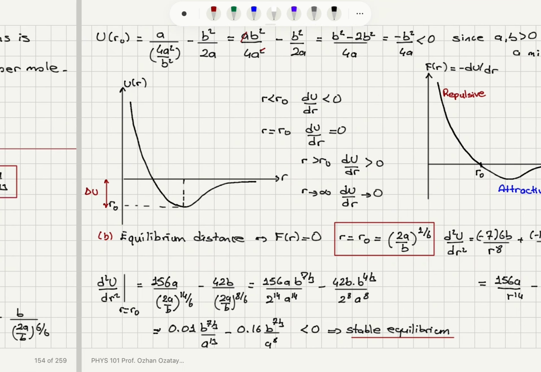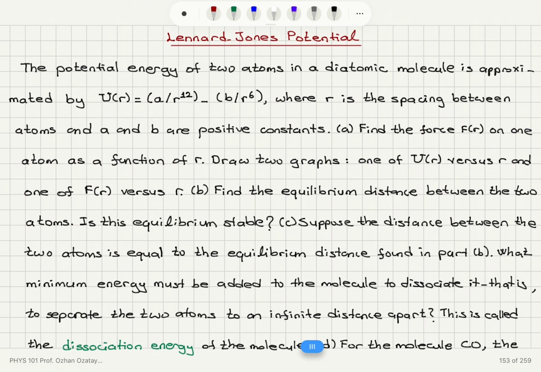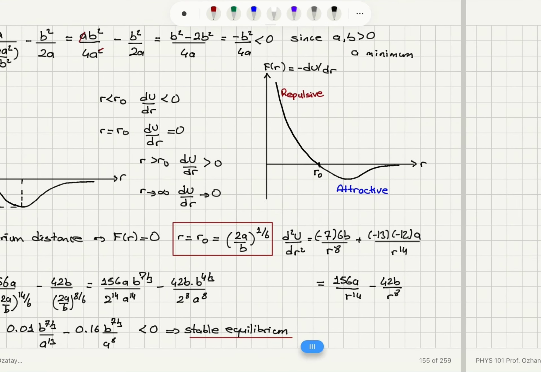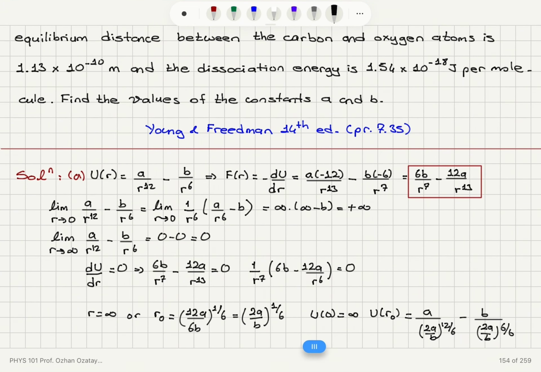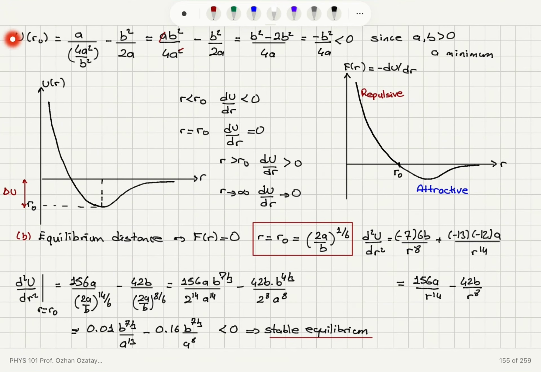So part C asks us, suppose the distance between the two atoms is equal to the equilibrium distance found in part B, to find the minimum energy that must be added to the molecule to dissociate it. All right. So in part C, I have the potential energy equal to minus b squared over 4a at the equilibrium point. That's what I have found here by evaluating the potential energy at the equilibrium point.